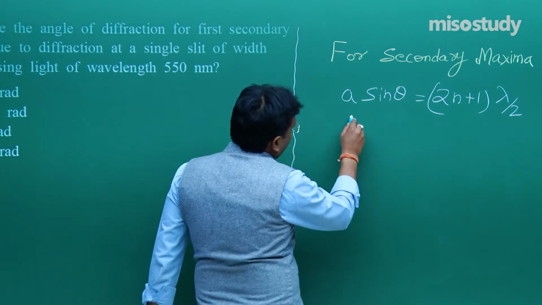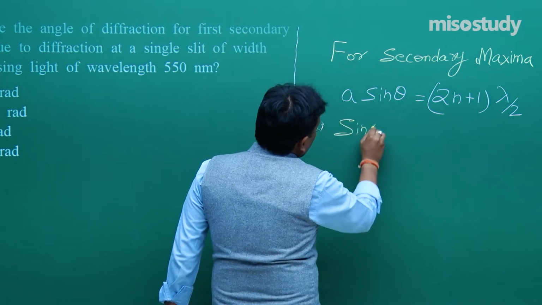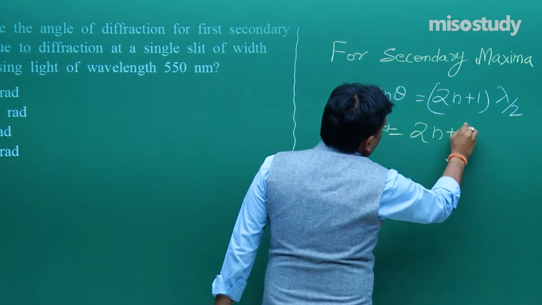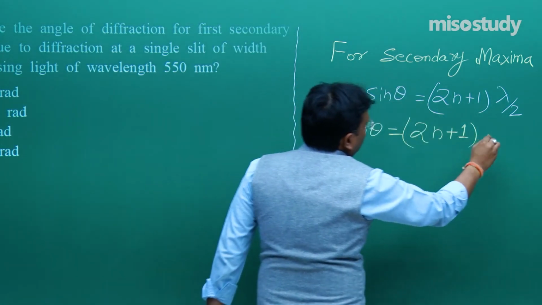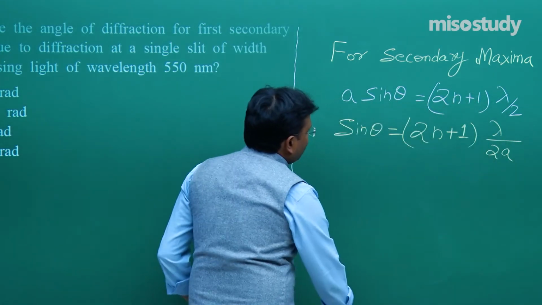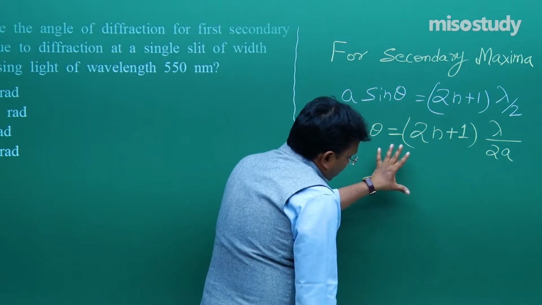From here, what we can say is that sin theta is equal to (2n plus 1) lambda by 2a. Fine. Nothing I did, I simply transferred it.